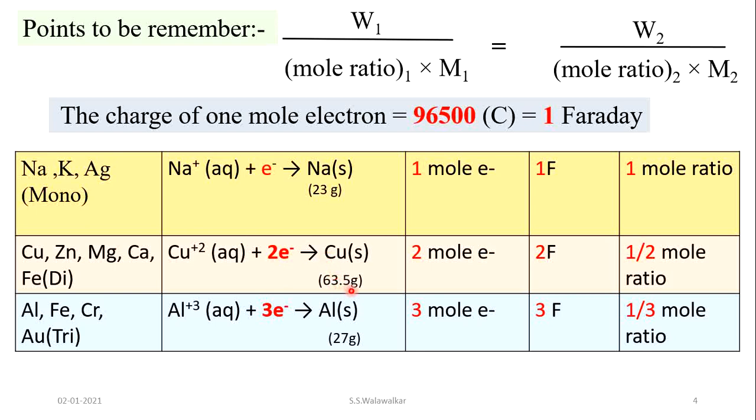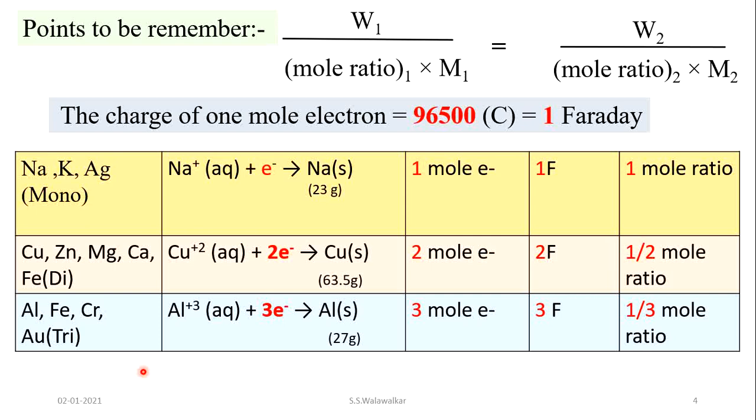That means 63.5 grams of copper. That is a molar mass. So, what does that mean? 2 Faraday of electricity is required to deposit 1 mole of copper, and therefore the mole ratio is 1/2.